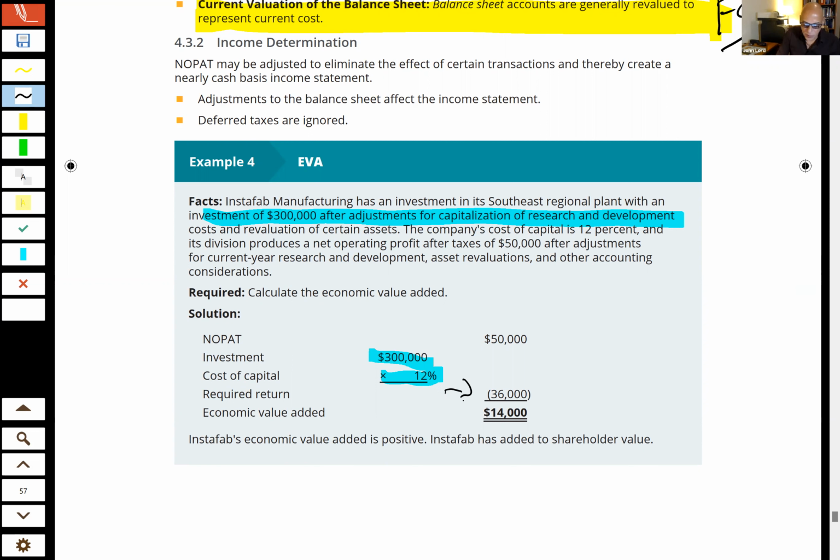They have to give me the cost of capital. They've got to give me that. That's 12% here, and so I come up with that hurdle. And then they just gave me the NOPAT, net operating profit after taxes, 50,000. There's my economic value added, my EVA.